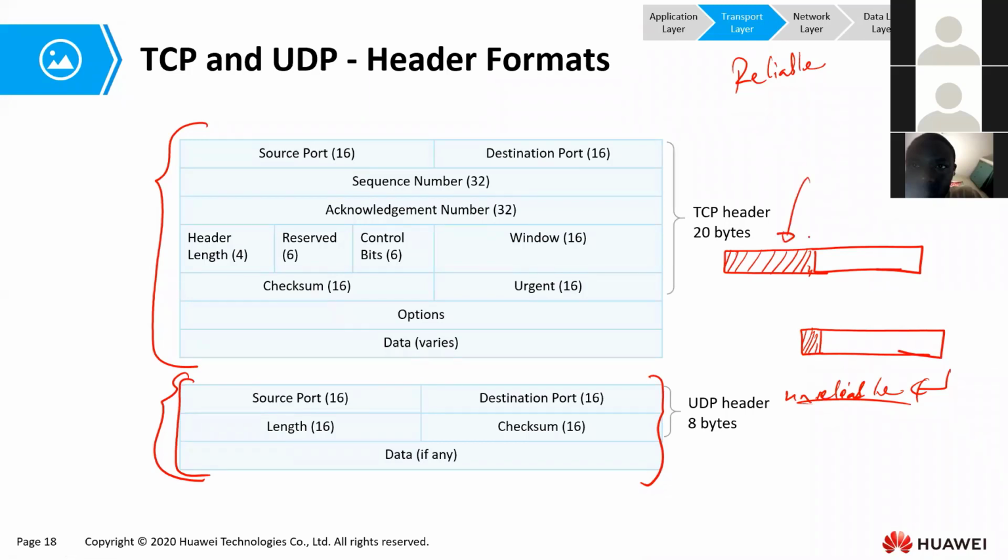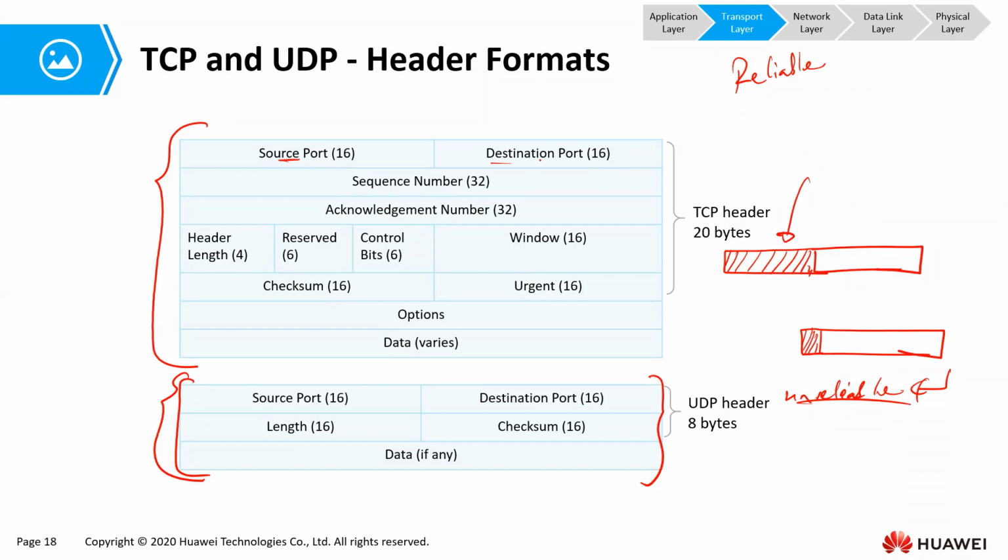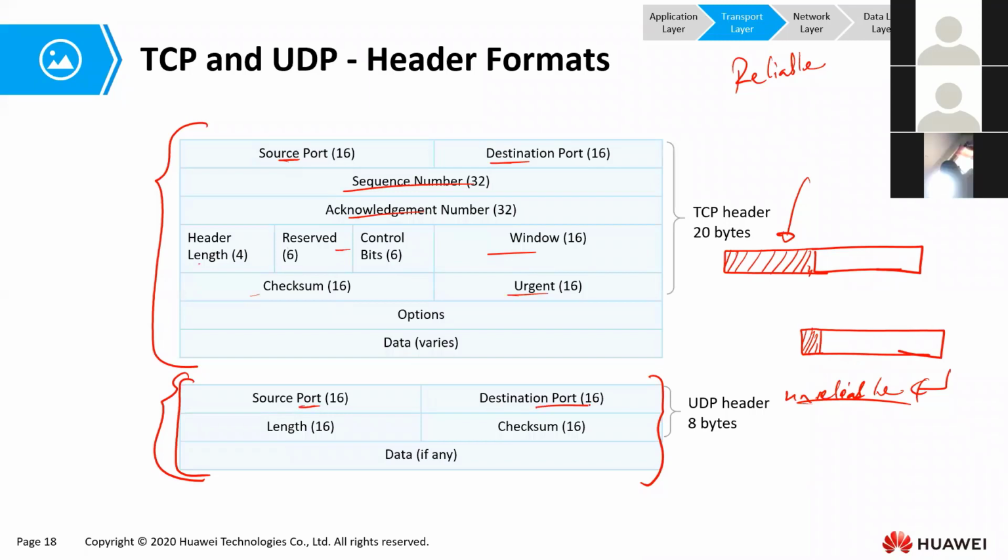This one has a lot of details, has the source port, destination port, sequence number, acknowledgement number, header length, reserved bits, control bits, window, checksum, you know, each of these fields. And then the UDP header simply gives you the source port, the destination port, the length, the checksum, and the data if it's there.